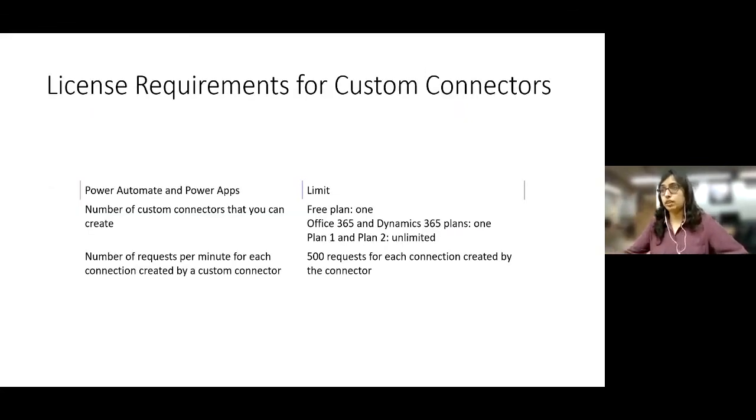So what are the license requirements? For Power Apps and Power Automate, the number of custom connectors you can create in the free plan, in Office 365 or Dynamics 365, is one, but you can add multiple actions. So if you create one custom connector, you can add multiple actions to call different Graph APIs. And if you have Plan 1 and Plan 2, you are free to use an unlimited number of custom connectors. The number of requests you can make to a custom connector per minute is 500, which I think is fair enough. You won't reach the limit of 500 requests a minute.